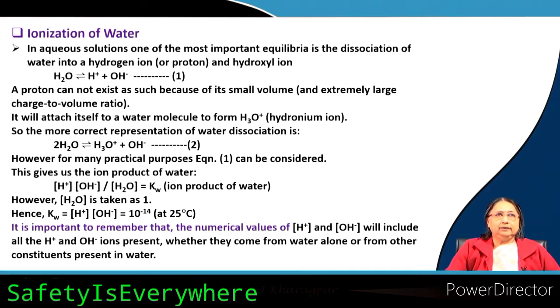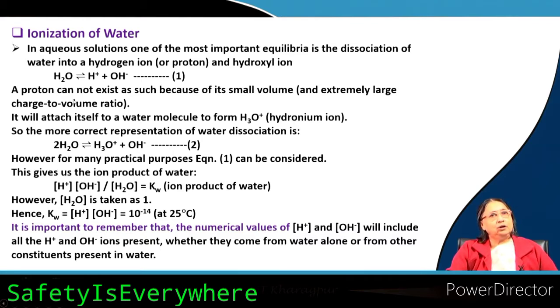Now, regarding the ionization of water, this has been explained in the acid base chapter, and here again it is written just to recapitulate. In aqueous solution the most important equilibrium is the dissociation of water into H plus ion and OH minus ion.